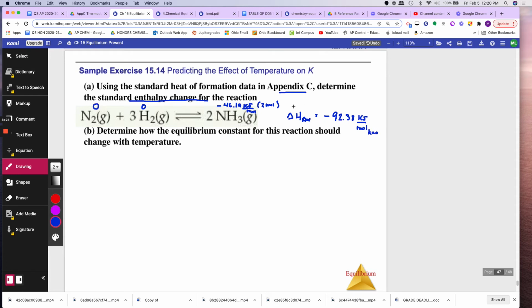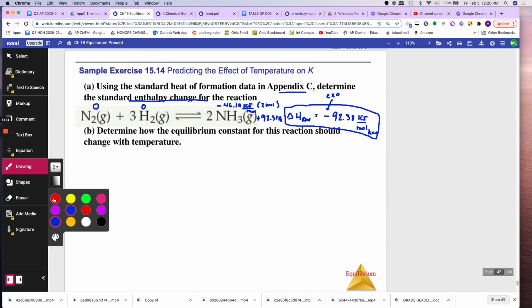So this number tells me that it's negative, which means it is exothermic, which means heat was produced as a part of the product, 92.38. So I know it's hard to see, but you have 2 products, ammonia and 92.38. Those are your 2 products.